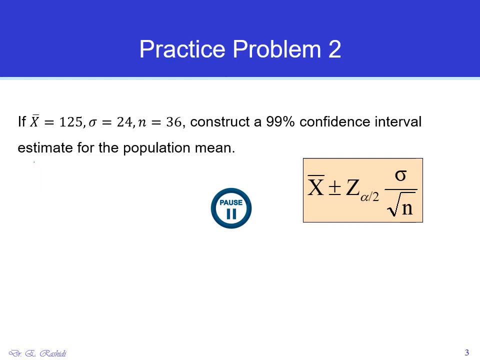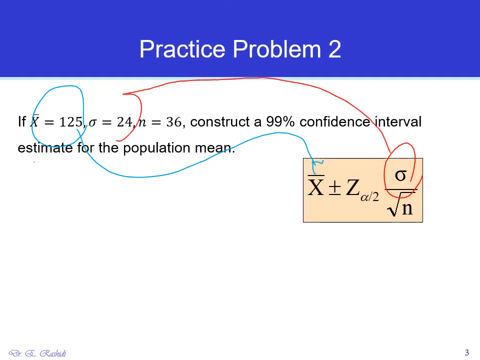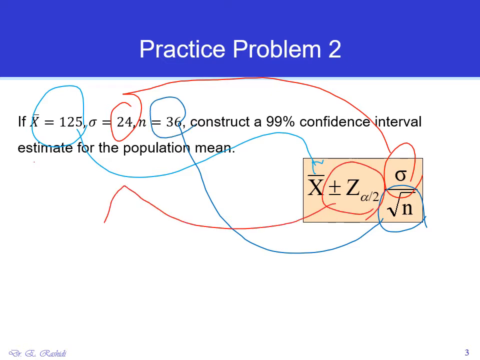All right, let's see the solution. The only thing that you need to do here is just plug in these values that we have. X bar is 125, sigma is 24, and n is 36. The only thing that is missing is Z of alpha over 2. We have to find it. We need to find that and then plug it in here.